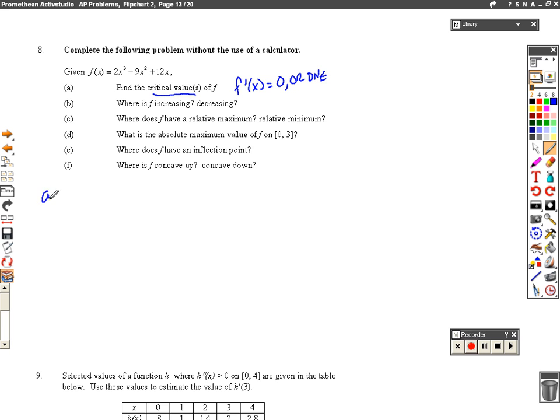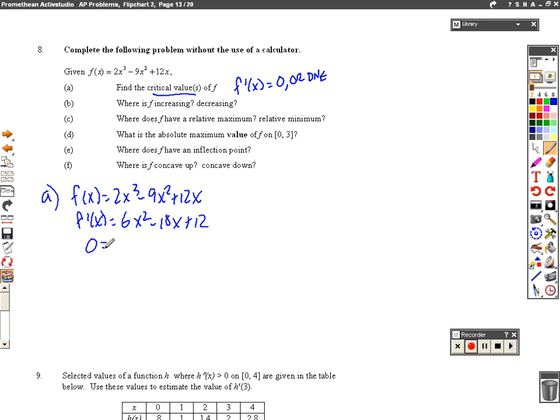Okay, so right down here I'm going to take the derivative. I've got f of x is equal to 2x cubed minus 9x squared plus 12x. Take the derivative, f prime of x, 6x squared minus 18x plus 12. Okay, I'm going to see, first of all, does it not exist? Well, it's just a polynomial. Polynomials exist everywhere. We're good with that one.